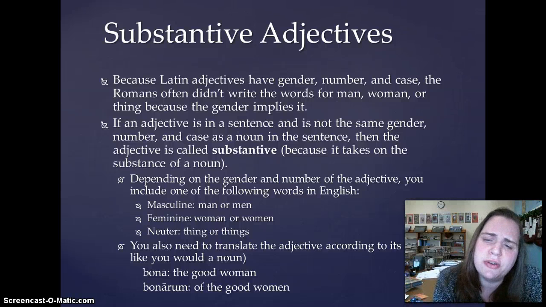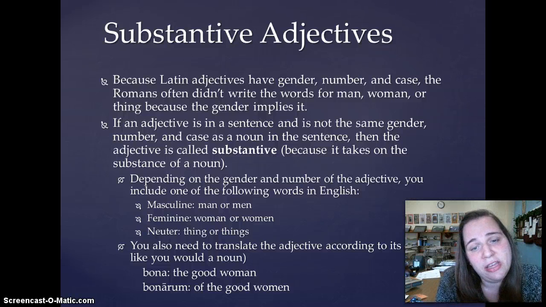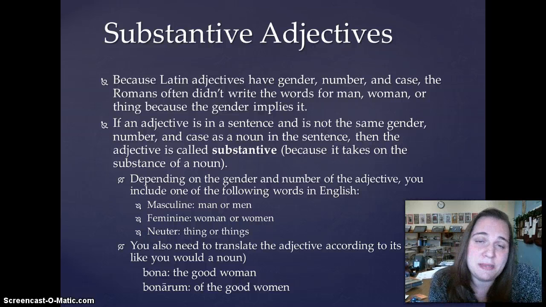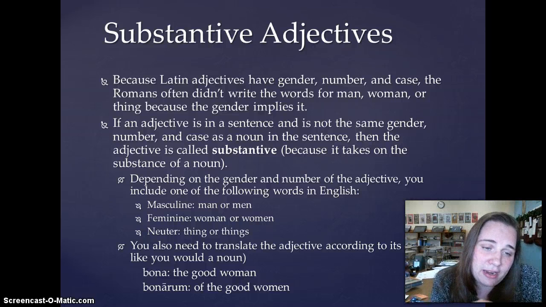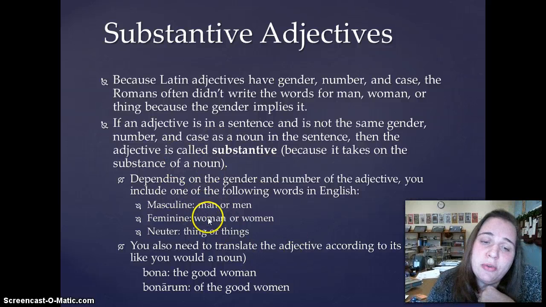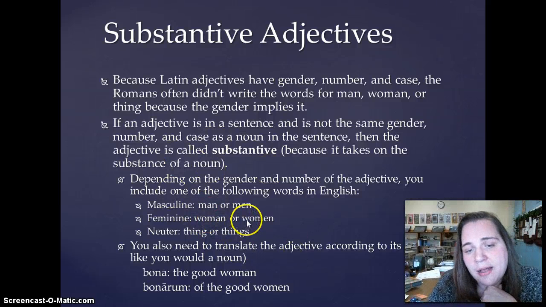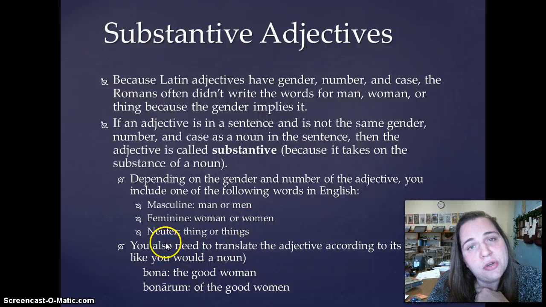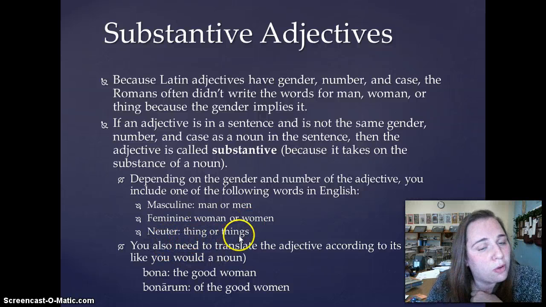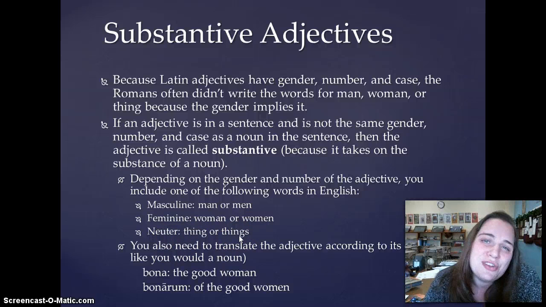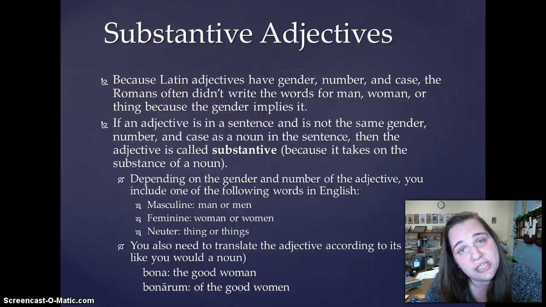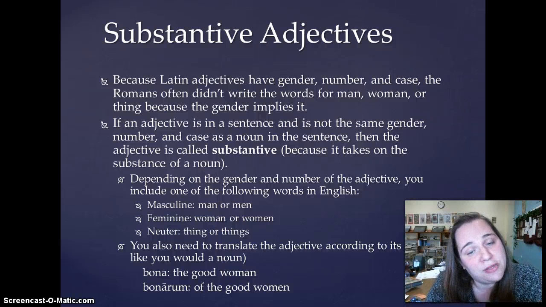It depends on the gender and number of the adjective, but if you have a masculine adjective, you're going to include the word man after it. If it's masculine plural, it'll be men, right? If you have a feminine singular adjective, you include the word woman, plural women. If it's a neuter singular, thing, neuter plural, things. You also have to translate the adjective according to its case, just like you would a noun, right? Because this is an adjective that has taken on the substance of a noun. So you have to follow the same rules.